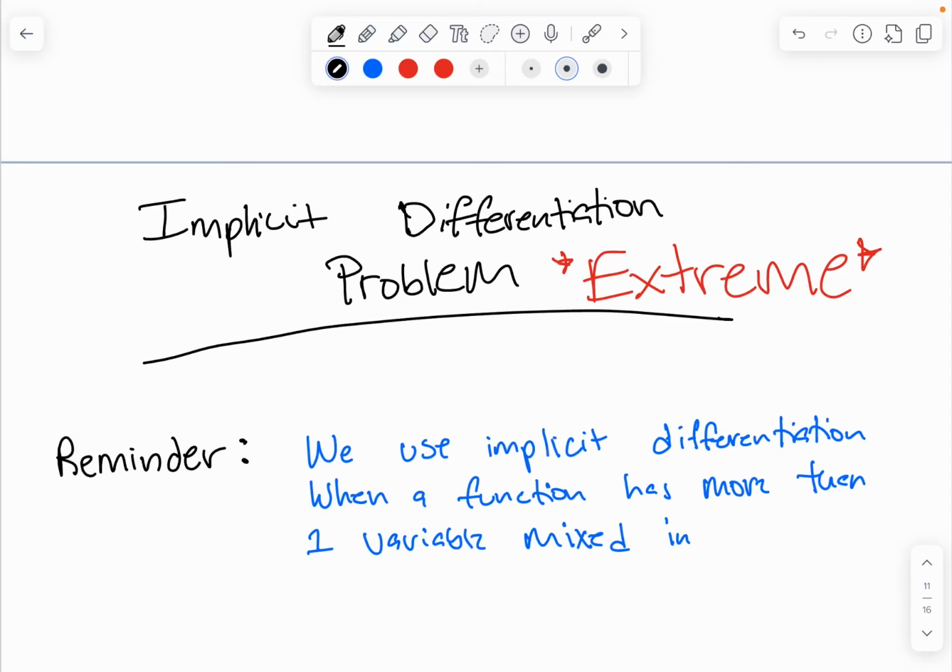Today we're going to do an implicit differentiation problem, extreme level. This is a super difficult problem, but very, very manageable once you have all the techniques from before: power rule, product rule, chain rule, etc. Today we're going to walk through a problem in full.